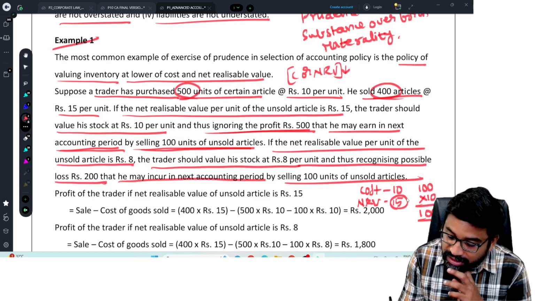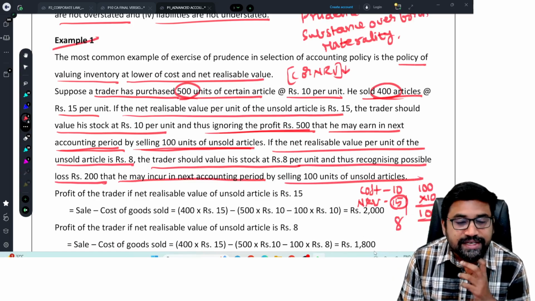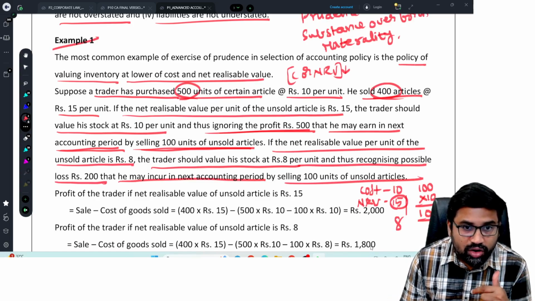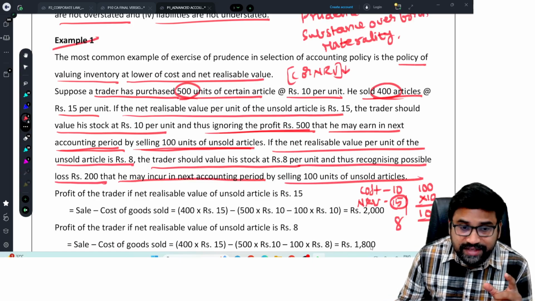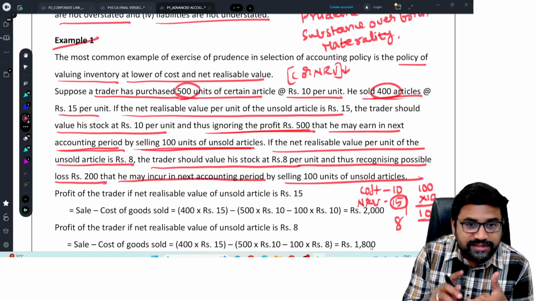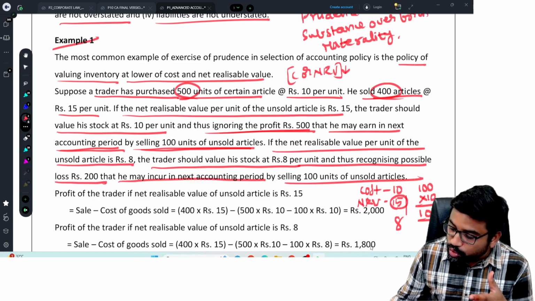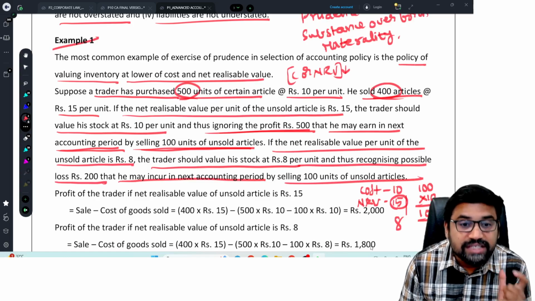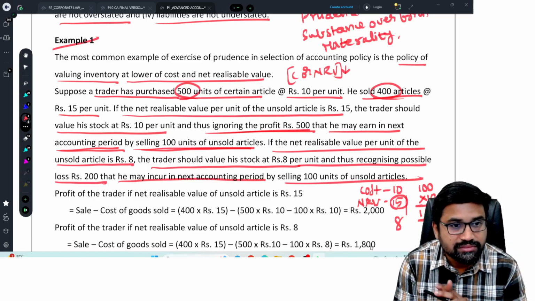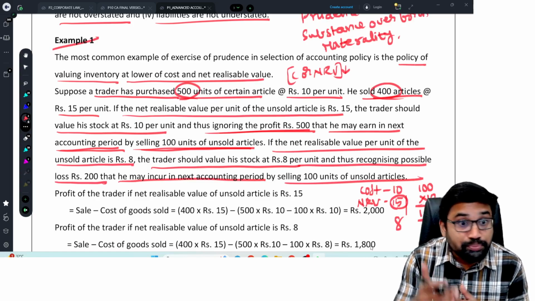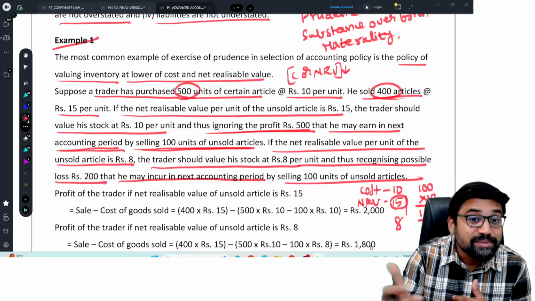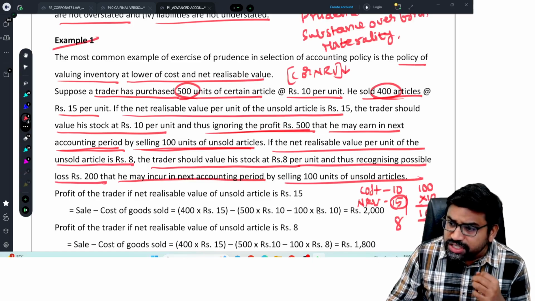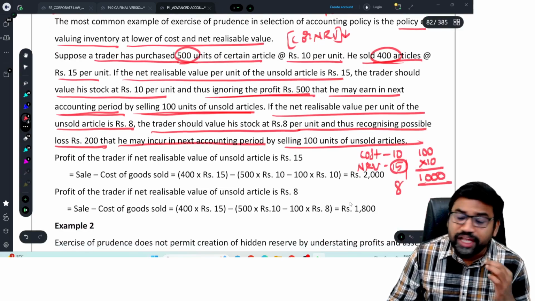Suppose for example, instead of 15, your NRV is 8, sir. Then that means you are selling one article at 8 rupees, which is less than cost. So 2 rupees is your loss. So can I say 100 articles still unsold, into 2 rupees is the loss. So therefore 200 is my loss. Can I recognize that loss? Yes, you can recognize that loss in your books. This is prudence. Prudence says don't anticipate profits, but anticipate losses. So this is how we need to value the inventories.